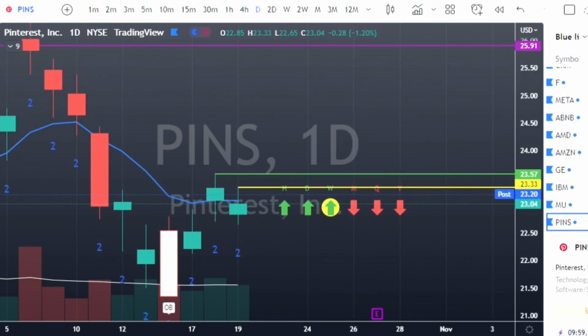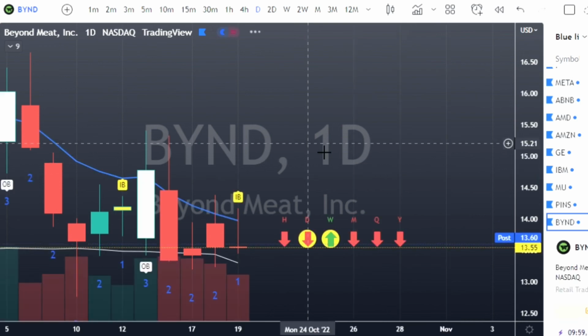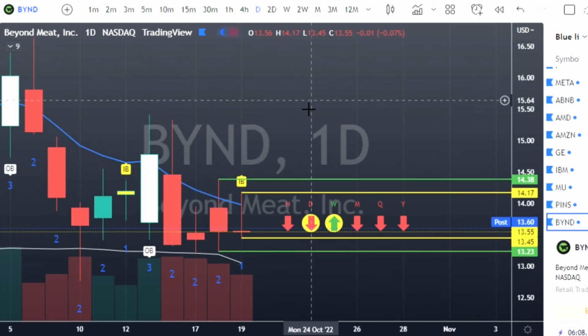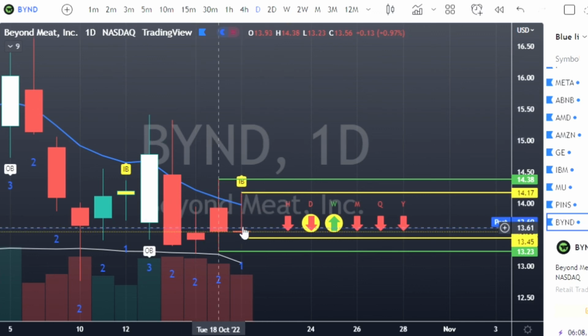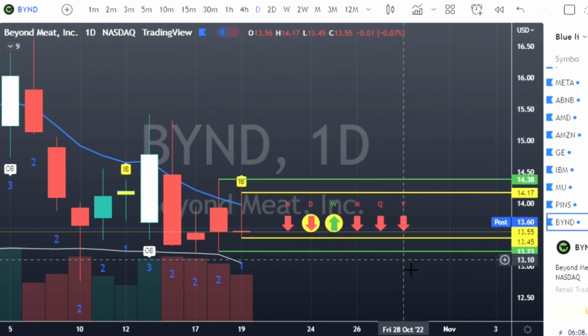First target's at 23.57. BYND, again, I'm not sure what the spread between the bid and the ask is on these. If they're too far apart, I will not play them. But we can look at calls at 14.17. First target's marked. Puts at 13.45, and the first target's marked for you there as well.